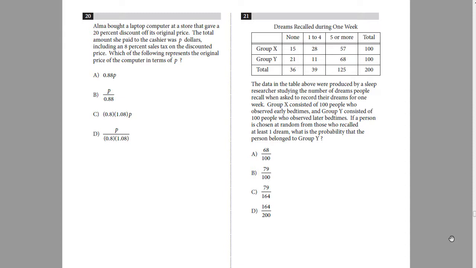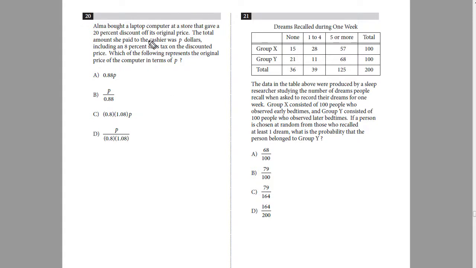Question number 20. Alma bought a laptop computer at a store that gave a 20% discount off its original price. The total amount she paid to the cashier was $P, including an 8% sales tax on the discounted price. Which of the following represents the original price of the computer in terms of P?